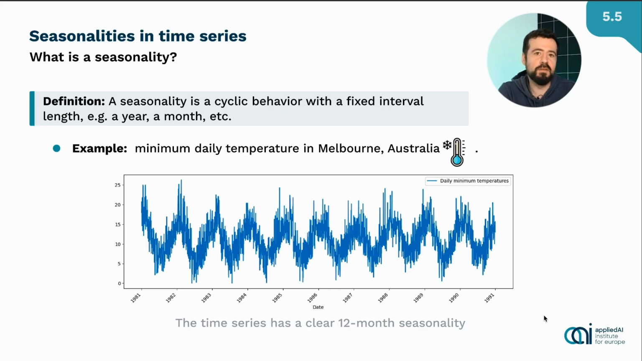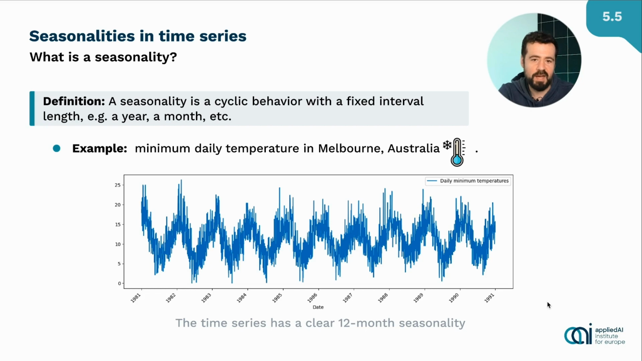In the next lesson, we are going to talk about how to handle seasonalities. So now let's talk about seasonalities. First of all, what is a seasonality? A seasonality is the cyclic behavior that we observe over fixed periods of time. So very often the periods will be something like yearly periods, monthly periods, daily periods, and so on.